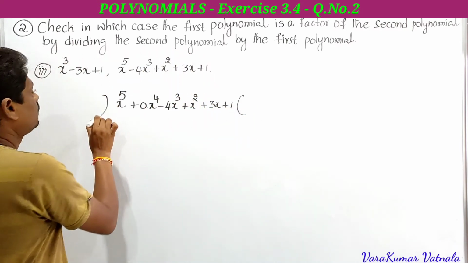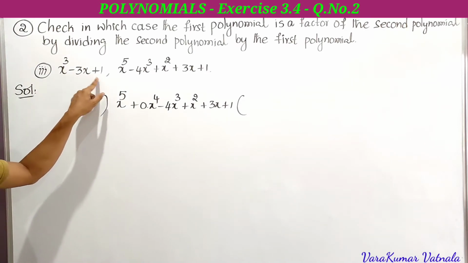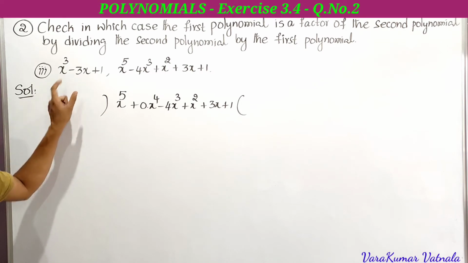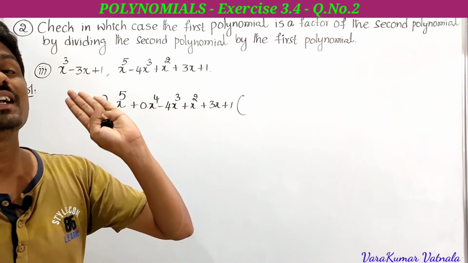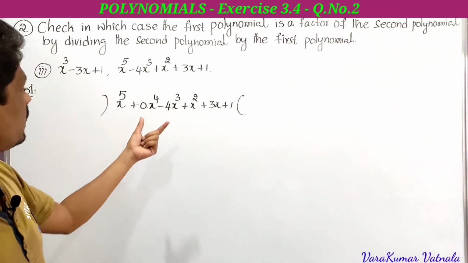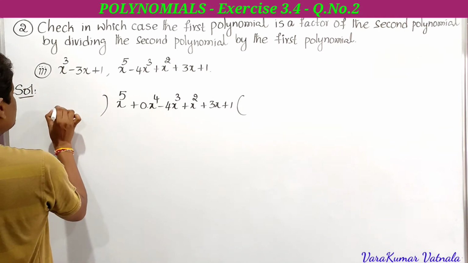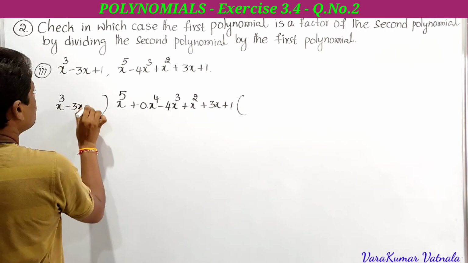So now next write that as a divisor, x cube minus 3x plus 1. But here also there is no x square term, but this is the divisor. So we need not write 0 into x square in the divisor. We must write that in the dividend only. Okay. So write as usual, x cube minus 3x plus 1.